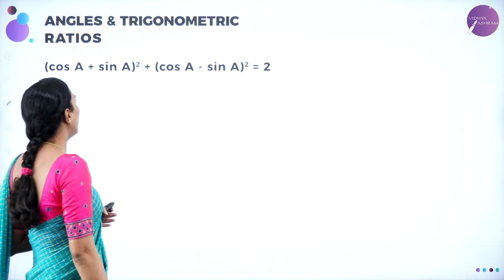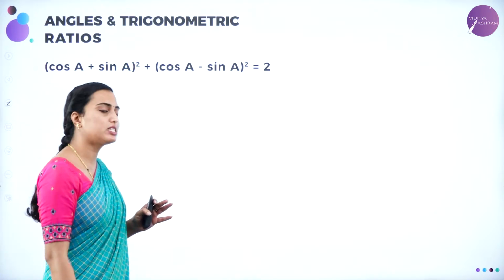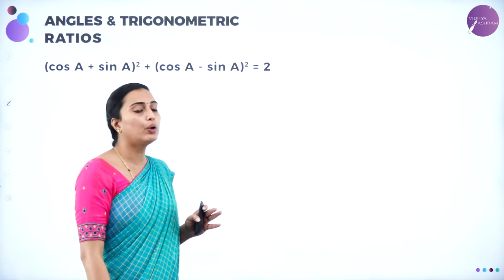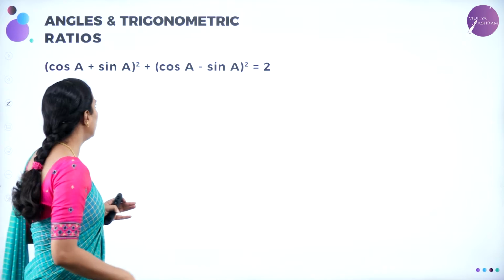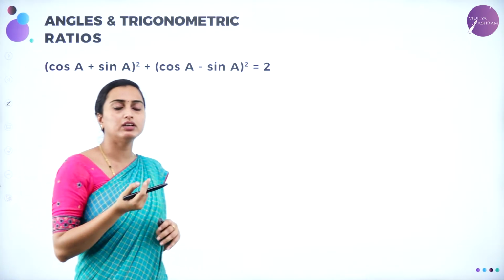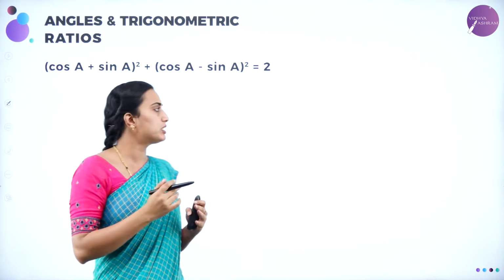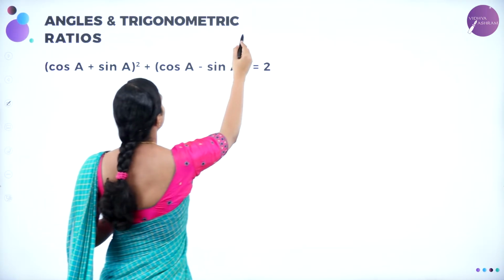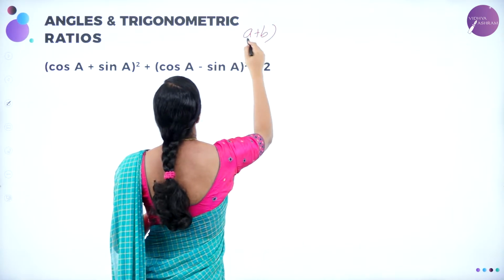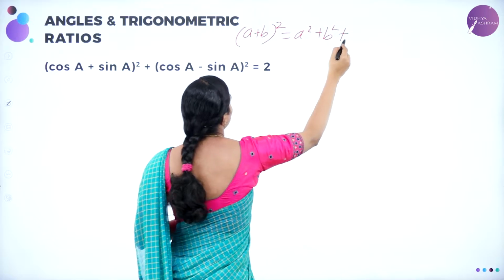Prove that cos A plus sin A whole squared plus cos A minus sin A whole squared is equal to 2. Let me do this one here. Let me take cos A plus sin A whole squared, which is nothing but A plus B whole squared. What is A plus B whole squared? A plus B whole squared is A squared plus B squared plus 2AB.